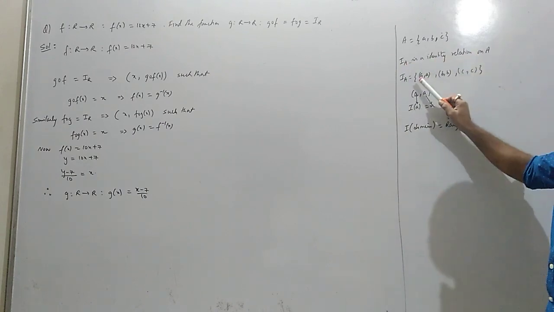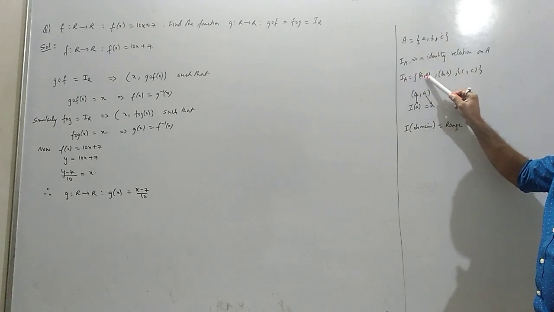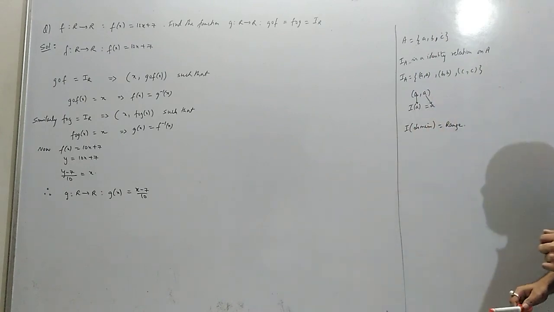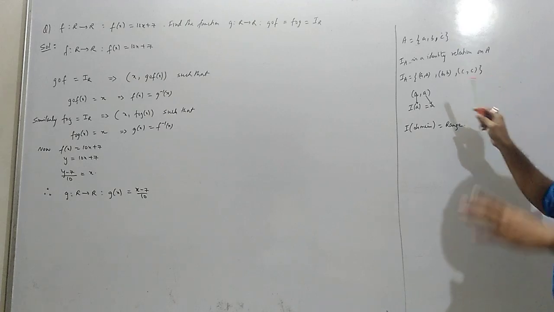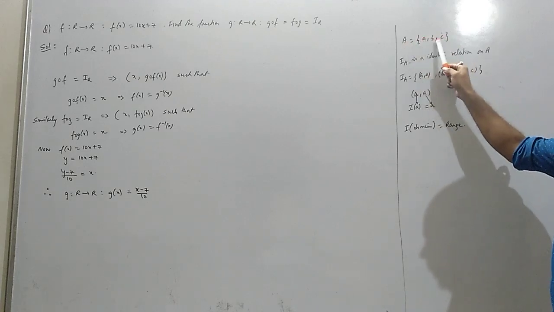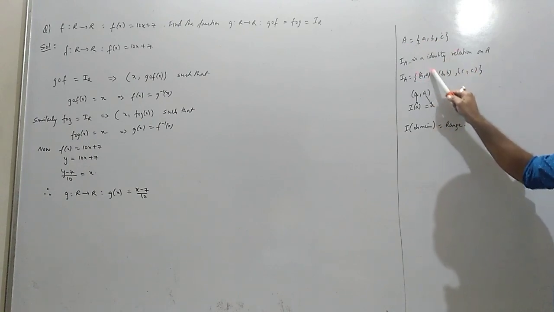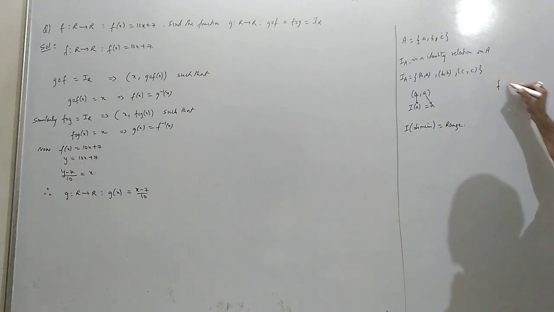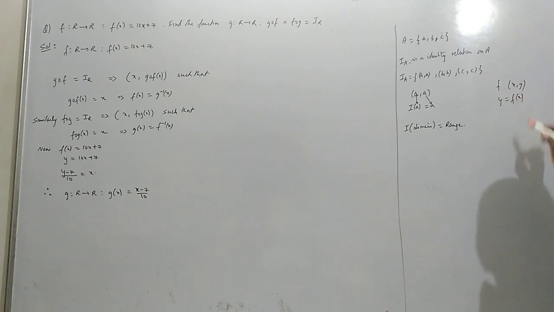What does that mean? That means for each element of A, inside I_A, the ordered pairs will be (a, a), (b, b), (c, c). This you need to understand, which we already studied. If I say I_A is the identity relation on A, what does that mean? For each element of A, the ordered pairs will be (a, a), (b, b), (c, c). Now try to understand this. For a function f, if I have (x, y), what is y?